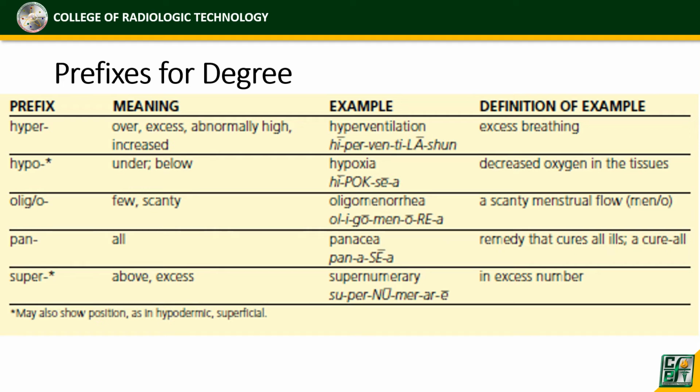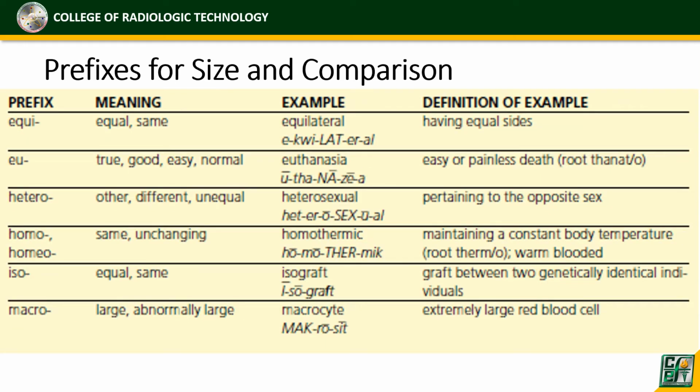Next we move to the next slide. Prefixes for size and comparison. We have equi, meaning equal or same, as in equilateral, having equal sides. Next is eu, which means true, good. The example is euthanasia, easy or painless death.